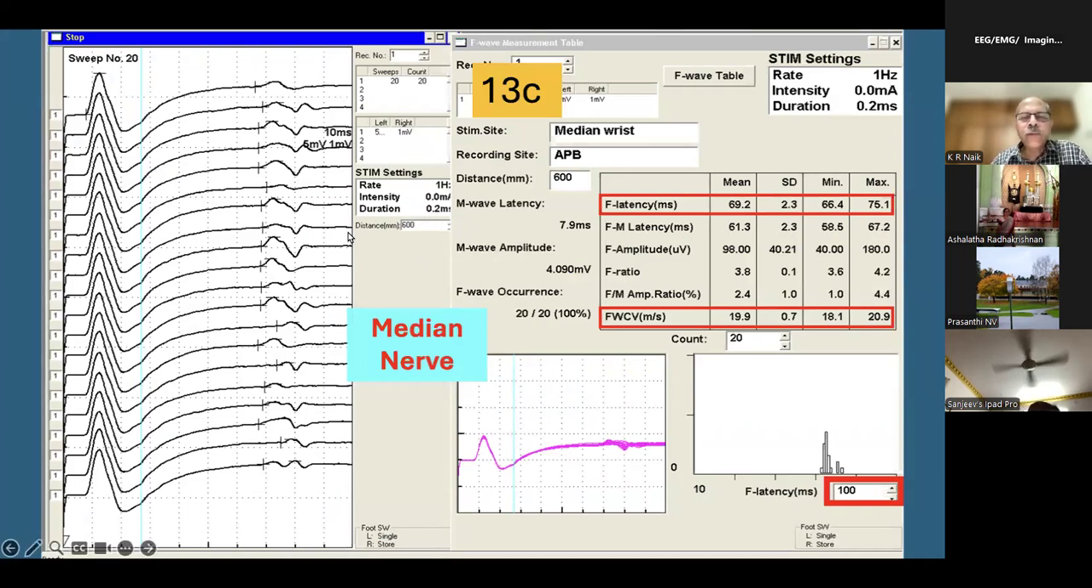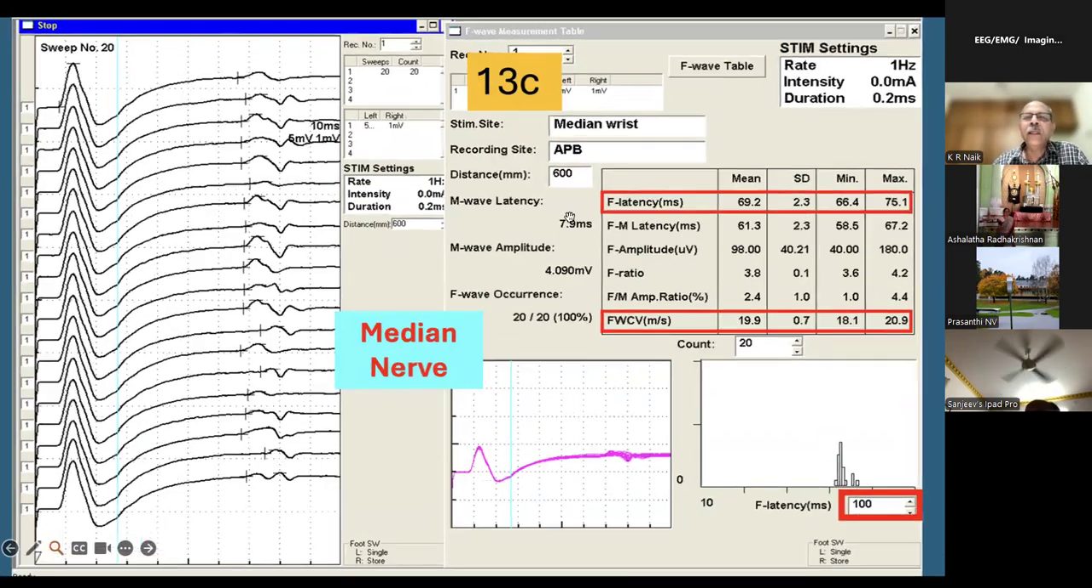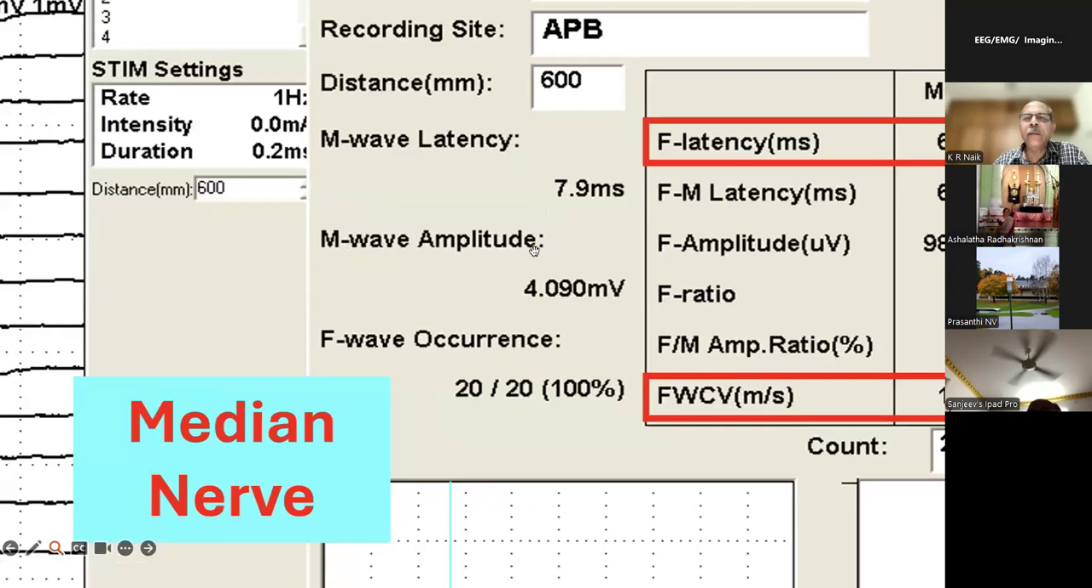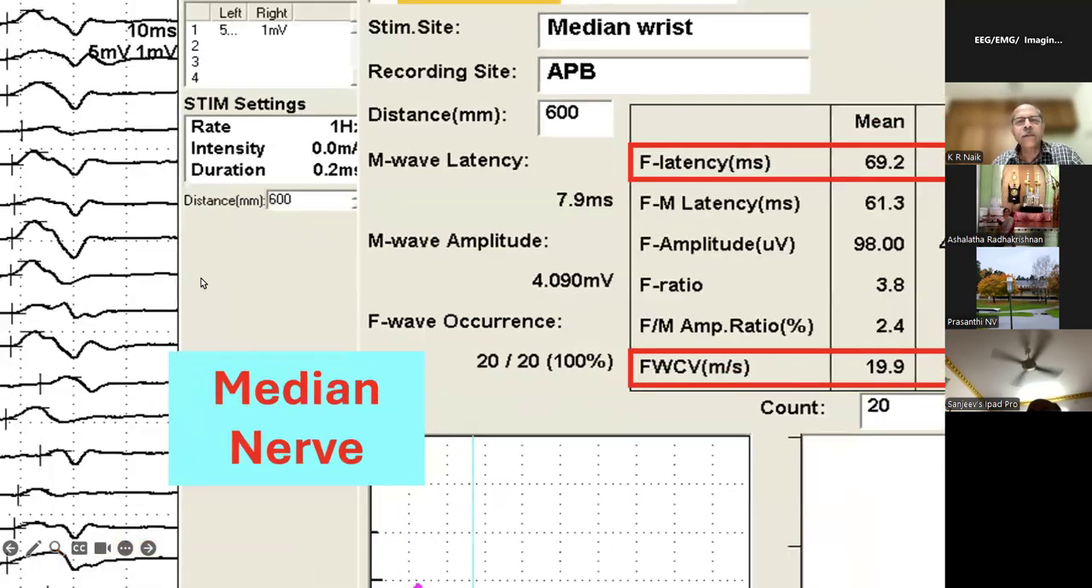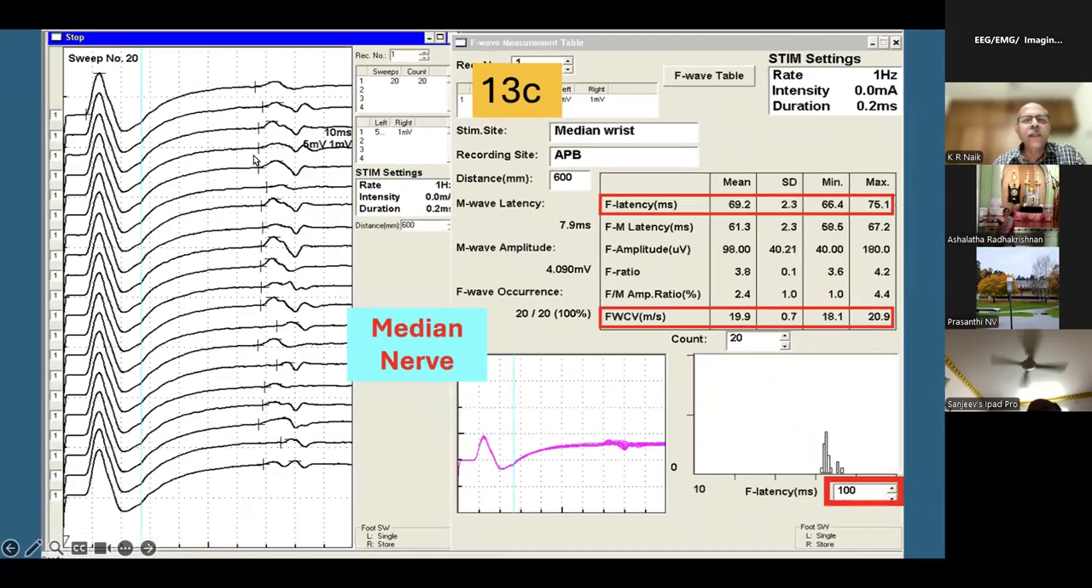So this graph was not shown. This is for median now. What we see is that M latency is 7.9. M amplitude is 4.0, which is borderline. F occurrence is 100%. We see that all of the traces have an F wave. And M is consistent, and the superimposed waveform shows that there is no variation. M is consistent, slightly reduced, but F latency is 69.